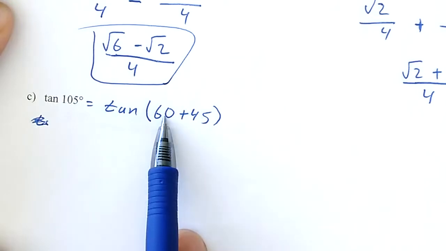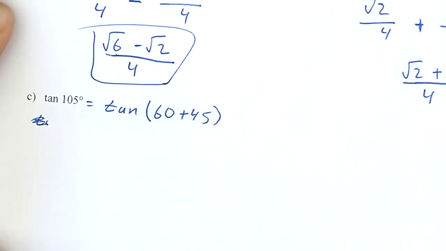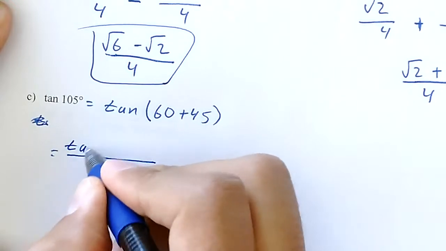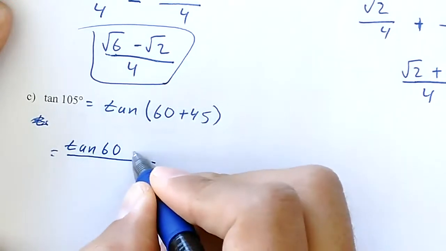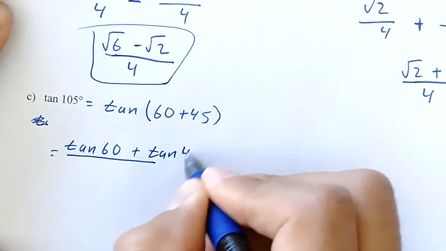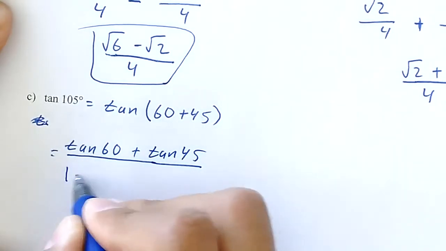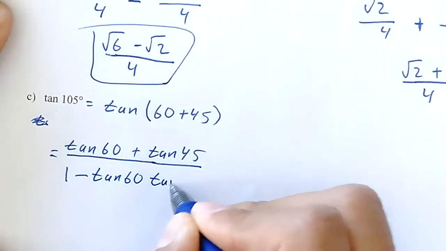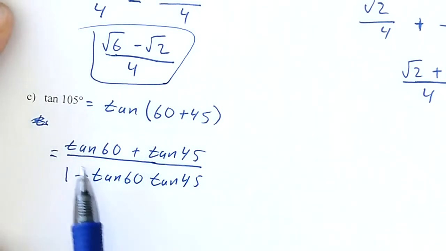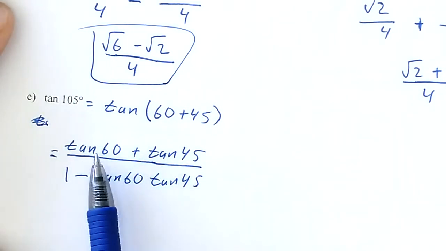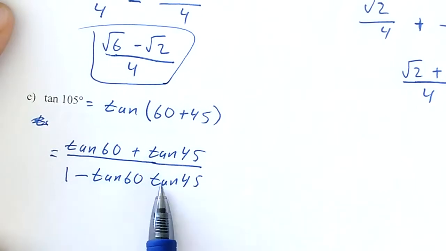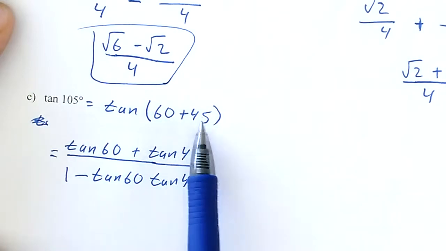So I have a tangent of A plus B. Looking at my formula, tangent of A plus B will be tangent of A plus tangent of B over 1 minus tangent of A, tangent of B. Straight from my formula. And I'm just using these values right here, the A and B.